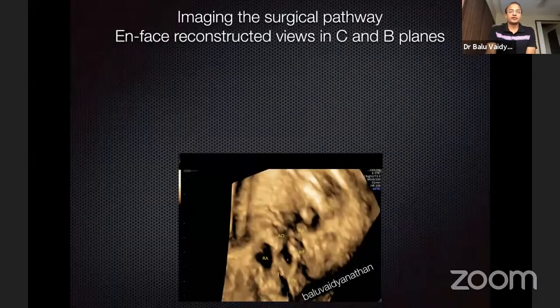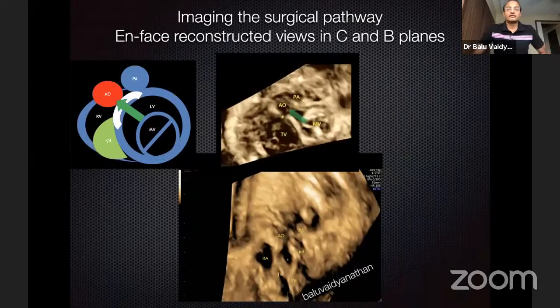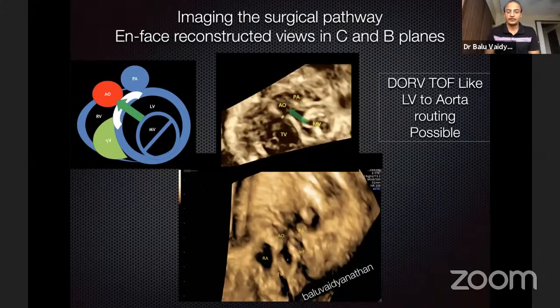Now, this is how we look at the VSD in the en face reconstructed view. So here we have the RV and the tricuspid valve. This is the LV and the mitral valve. And the green arrow is showing the route from the LV to the aorta. So it's a routable kind of VSD. So the LV to aorta routing is possible.